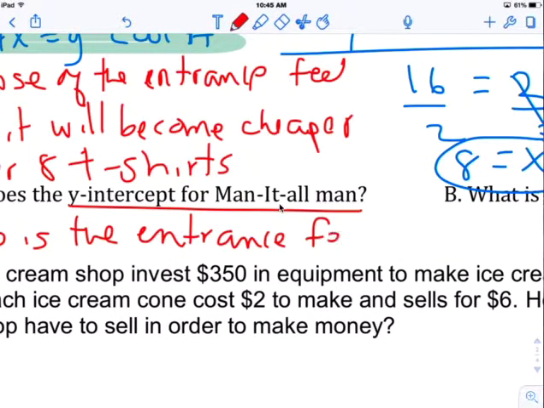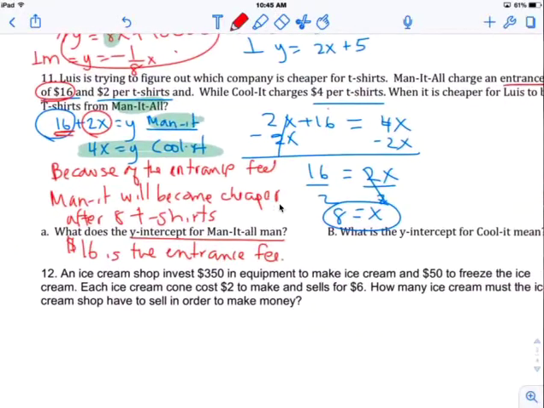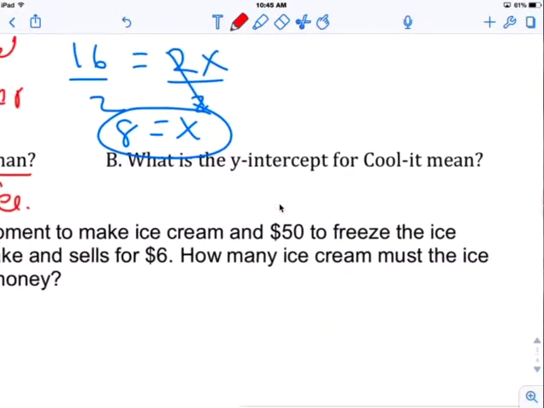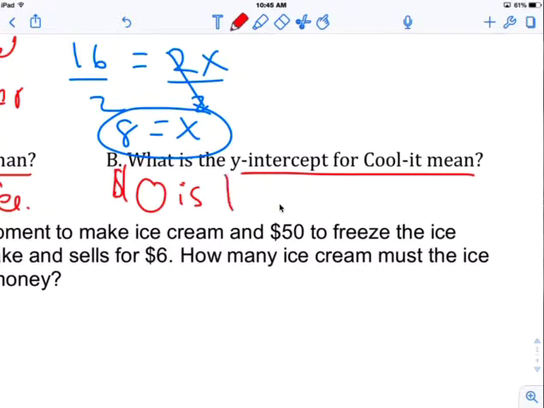What is the y-intercept for Cool-It? Cool-It has no y-intercept. 0. What does the y-intercept mean? Oh, $0 is the entrance fee. Means it's free to get in.